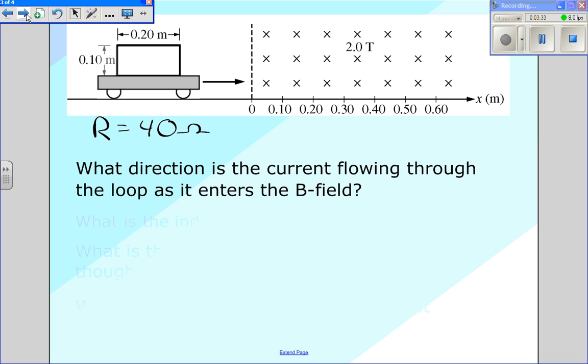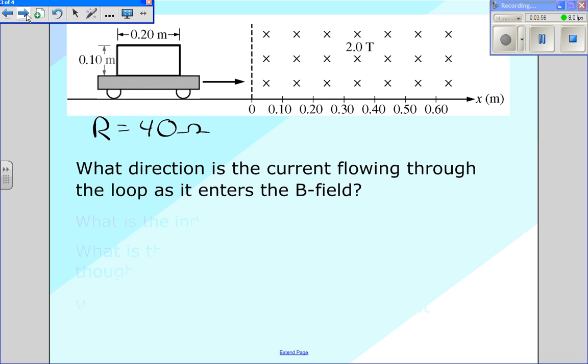So all we're going to do now is look at a simple problem using this and our idea of electromagnetic induction. This is a problem that I pulled directly from an AP exam that Noble students did take. I think there's some things that are easy about it and some things that are more challenging. The first question that we have is what direction is the current flowing through the loop as it enters the B field? So let's take a second and dissect this.